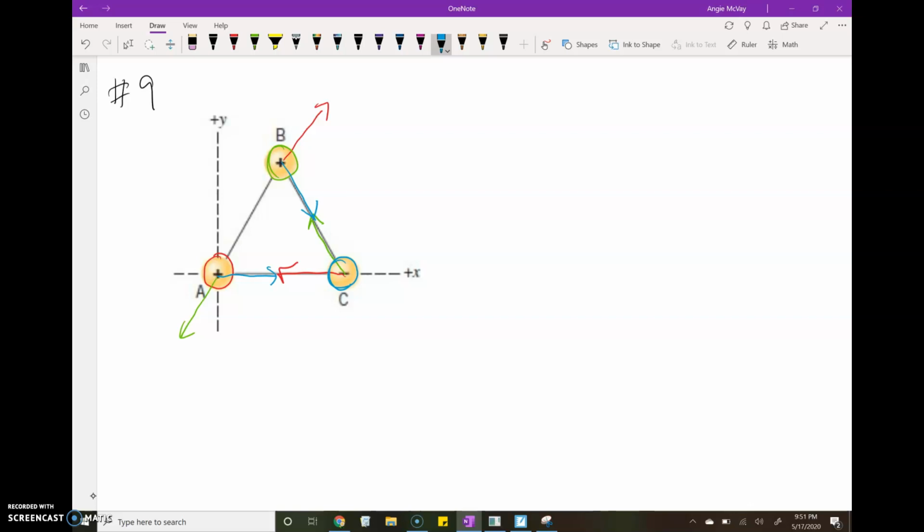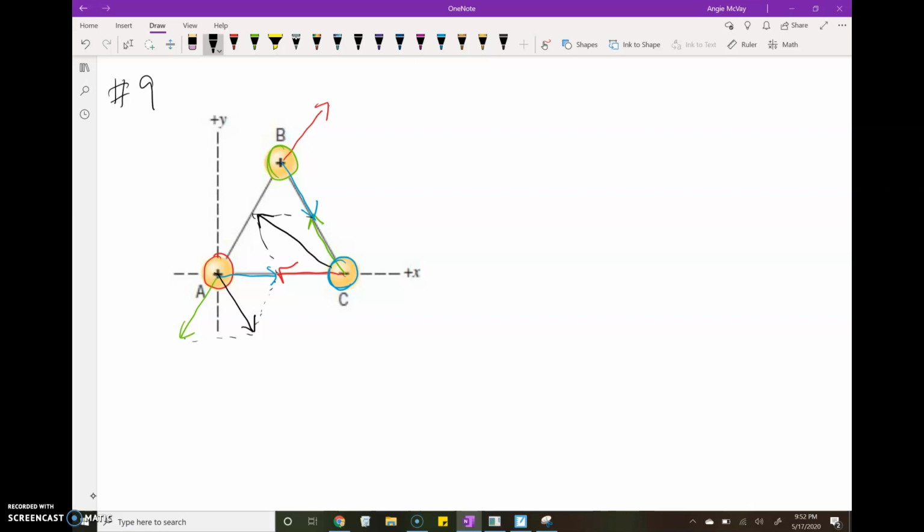So those are all the individual charges acting on each charge A, B, and C. Now let's find the net force, because we're looking for one that's acting along the x-axis. So charge A has one that's kind of down and to the right. Charge C has a net force that's up and to the left.